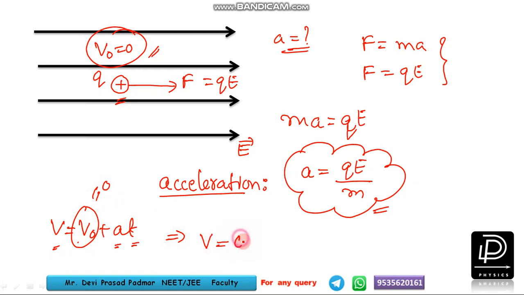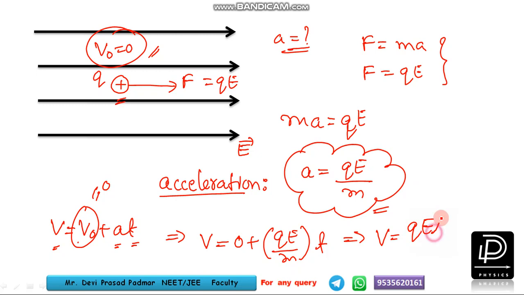Final velocity is nothing but 0 plus at. What is a? a is qE divided by m into t. That means final velocity is given by qEt divided by m. Yes. So this is the expression for final velocity when time is given. When time t value you know, electric field value you know, and charge and mass, all these values are known, then you can calculate final velocity.